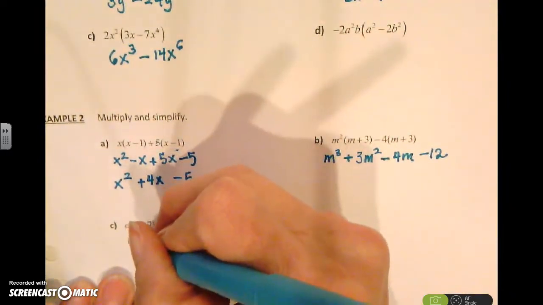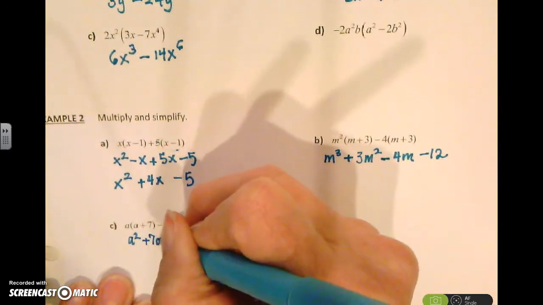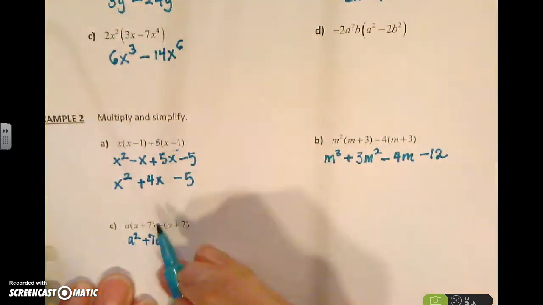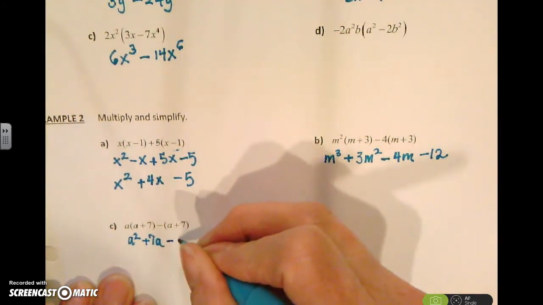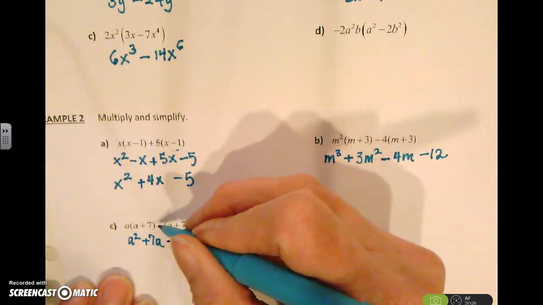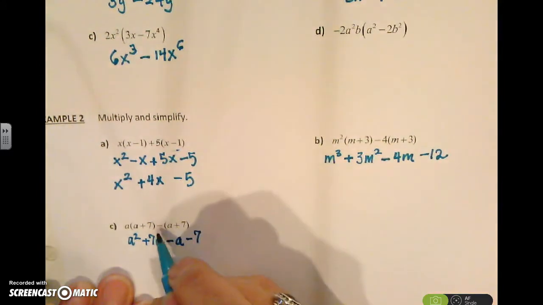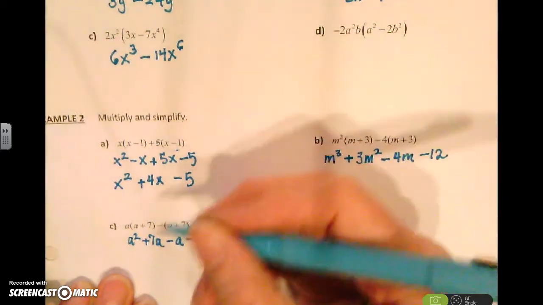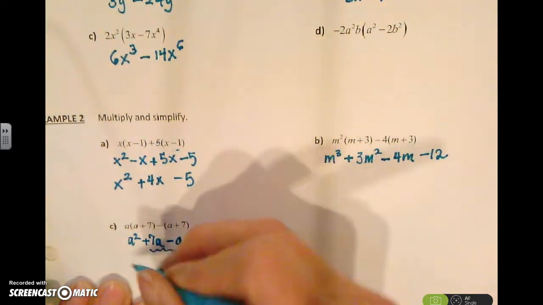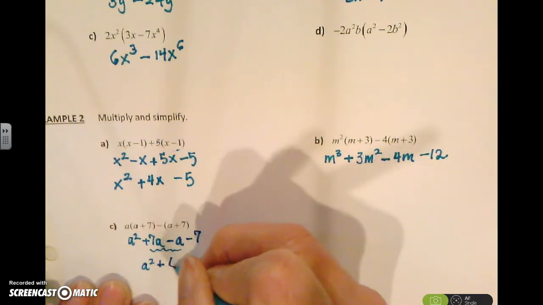A times a is a to the second. A times positive 7a is going to be a plus 7a. This time there's nothing to multiply here, which is why I wanted to show this. So it's like an understood negative 1. So I'm multiplying a negative 1 times a, which is a negative a, and a negative 1 times a positive 7, which gives me a negative 7. So even if I don't have a number, I still have to distribute that minus sign and eliminate the parentheses. Combining like terms here, I have a squared plus 7a minus a gives me 6a, minus 7.